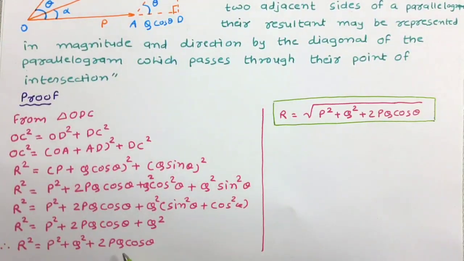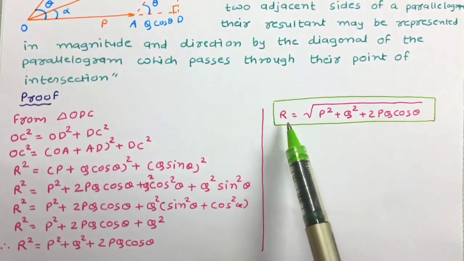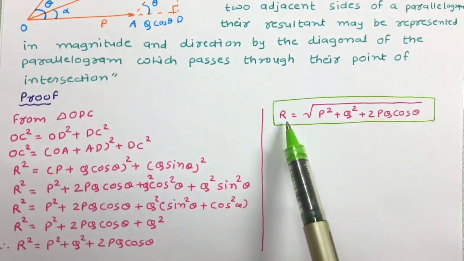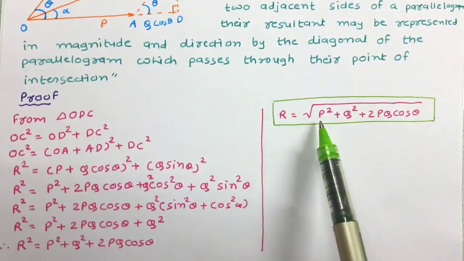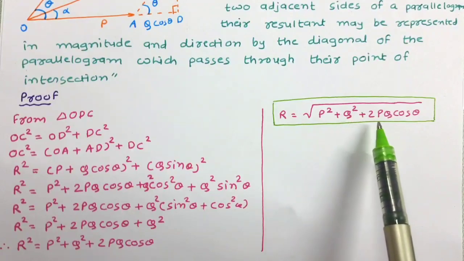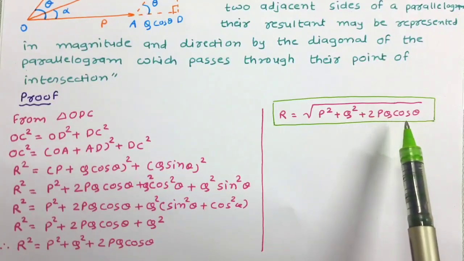Taking the square root on both sides, we get the final equation of R, the resultant force, that is equal to the square root of P square plus Q square plus 2PQ cos theta.